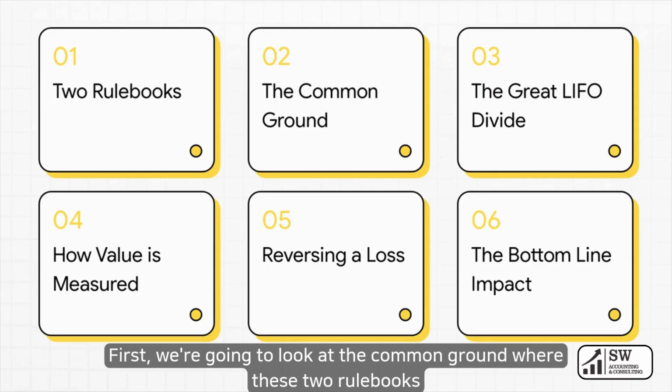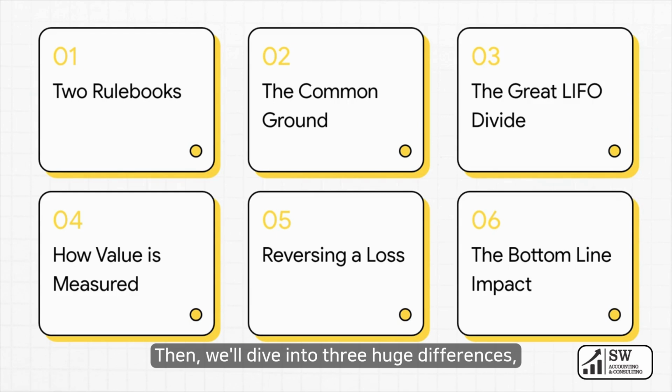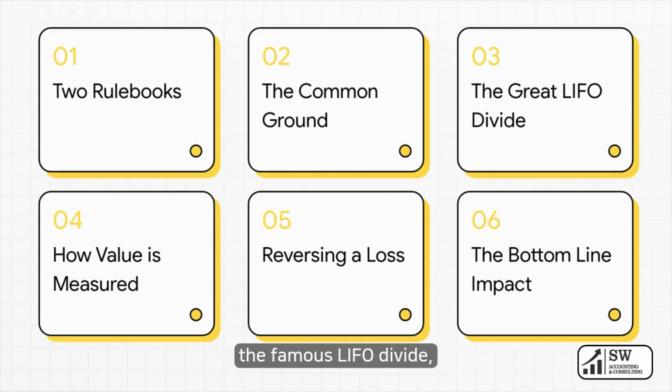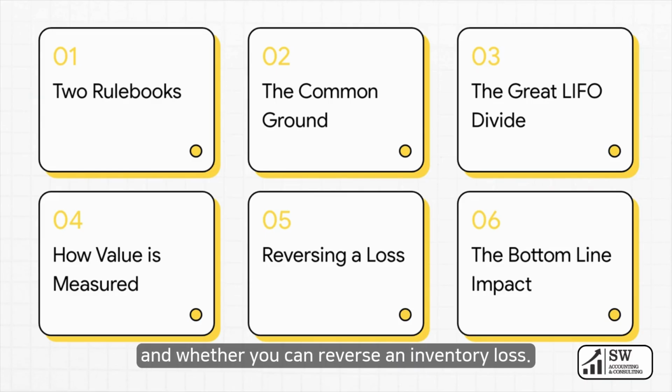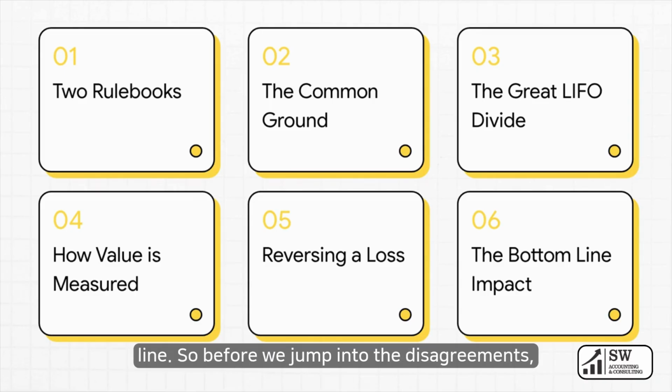All right, so here's our game plan for this explainer. First, we're going to look at the common ground where these two rulebooks actually agree. Then, we'll dive into three huge differences: the famous LIFO divide, how they measure the value of inventory, and whether you can reverse an inventory loss. And to wrap it all up, we'll see how all this technical stuff really impacts the bottom line.